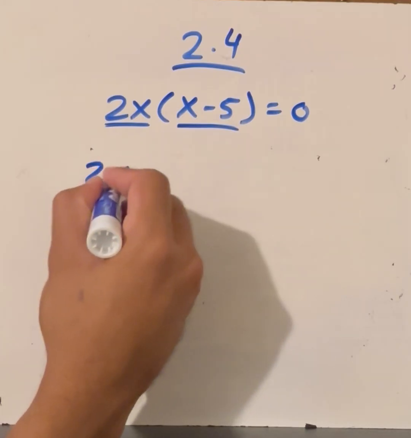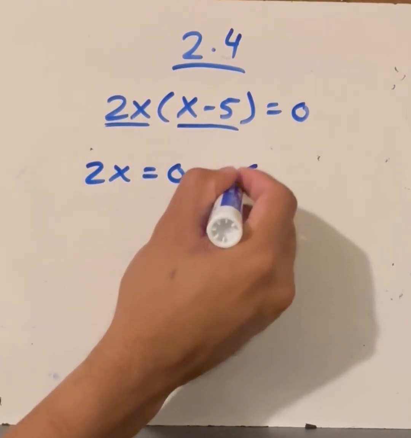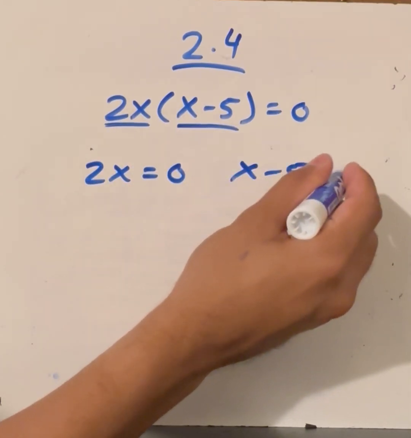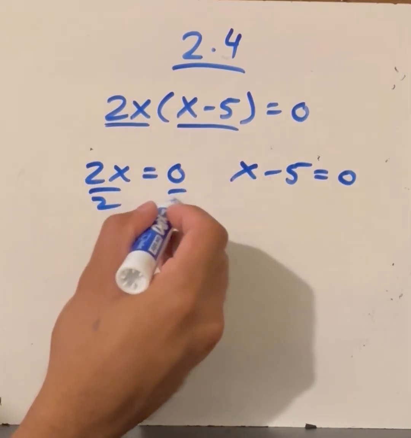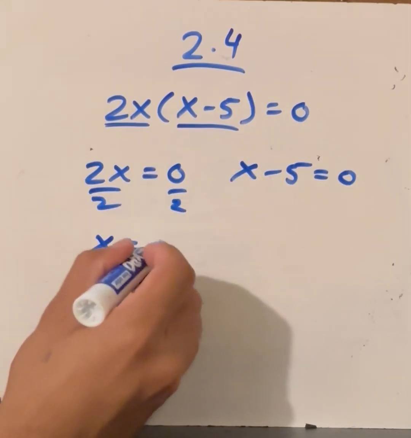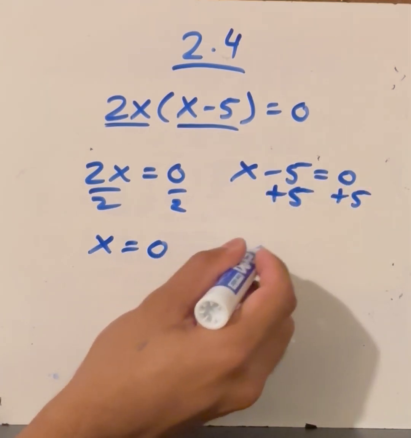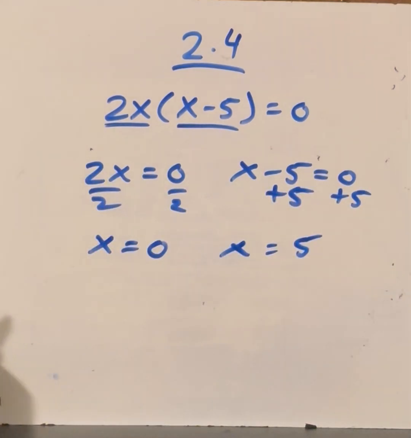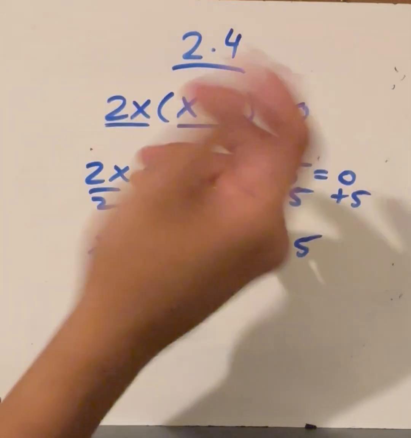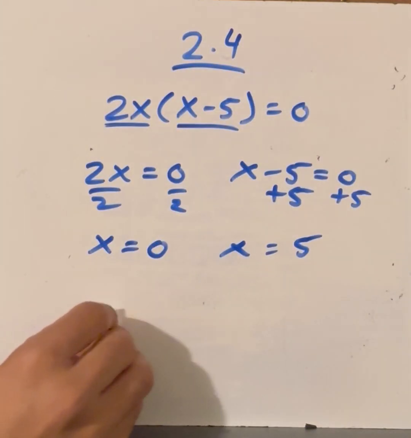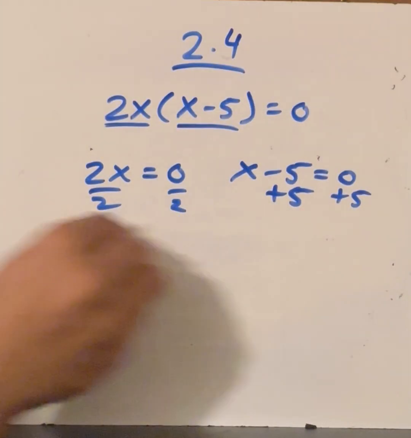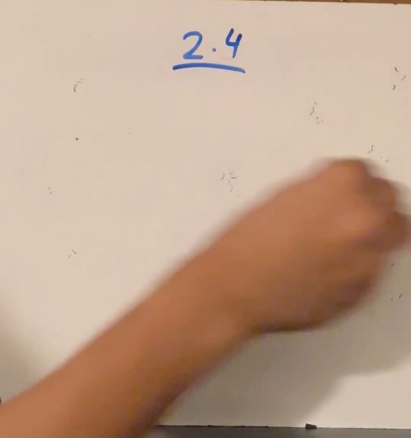So 2x equals 0 and x minus 5 equals 0. Okay, so divide both sides by 2 and we get x equals 0. Add 5 to both sides and we get x equals 5. Okay, and that's your answer. So again, just set every part equal to 0. All right, let's go ahead and take a look at the next question.